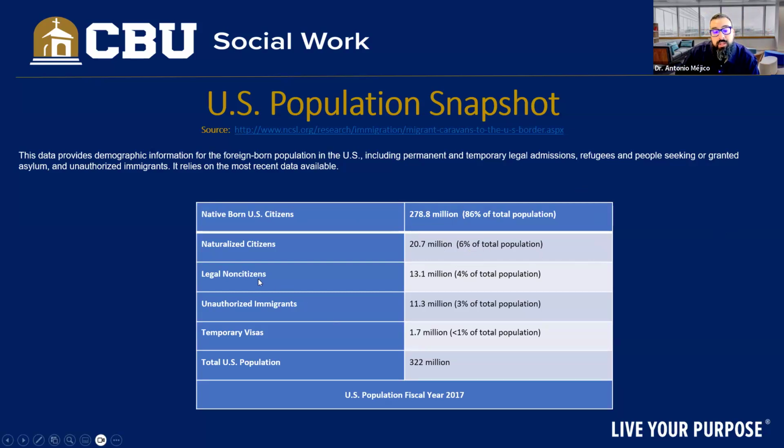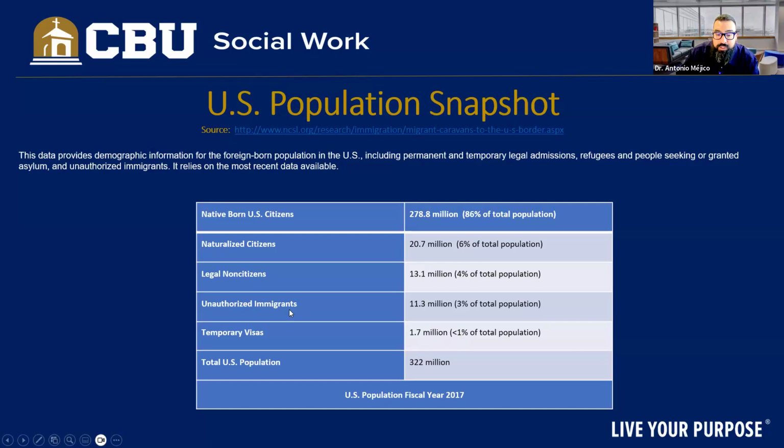When we talk about legal non-citizens, individuals here for work or for school, we're discussing 13.1 million individuals, which is only 4% of the population. Now, let's skip down to temporary visas. These are individuals who just have that temporary visa. They're here in the US for a short period of time, and then they return to their country of origin. That's 1.7 million people. That's less than 1% of the population.